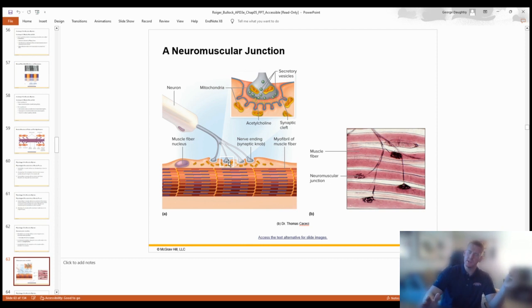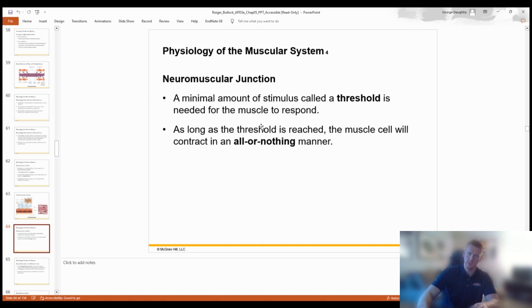Once that depolarization wave travels down to the synaptic cleft, now we're at the neuromuscular junction where neuron is meeting muscle. What's happening down there? All you need to know is acetylcholine has been secreted. Acetylcholine is my neurotransmitter that is communicating with muscle tissue. What is acetylcholine doing? Signaling the release of calcium from the sarcoplasmic reticulum. That's all you got to know.